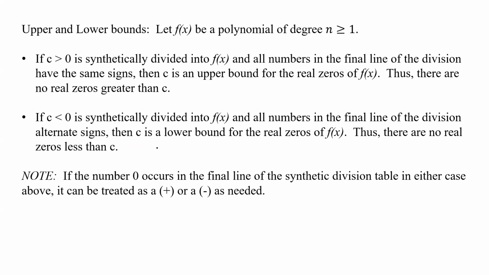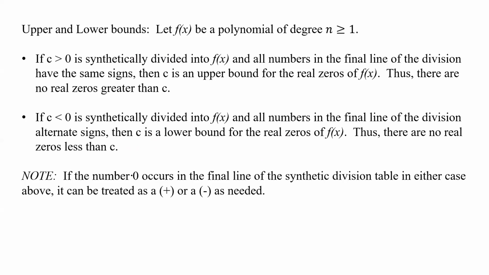And so this is going to help us when we get a huge list of maybe 20 or 30 p over q's that we have to start dividing. If we work through them and we get to a certain point where we have all the same signs, we know that's the largest, or all alternating signs, that's the smallest, and we don't have to go further in each direction.